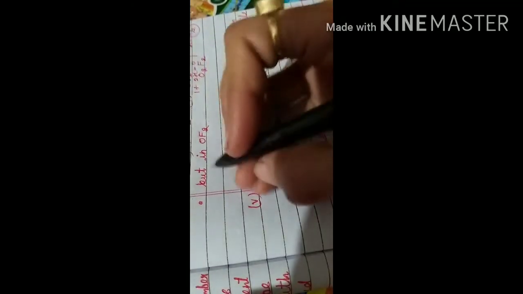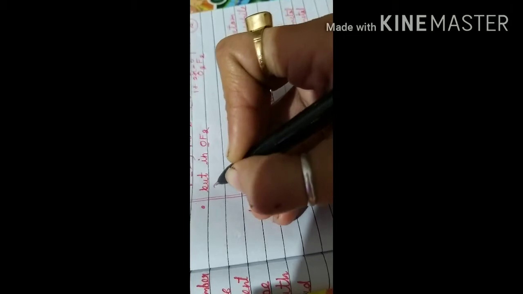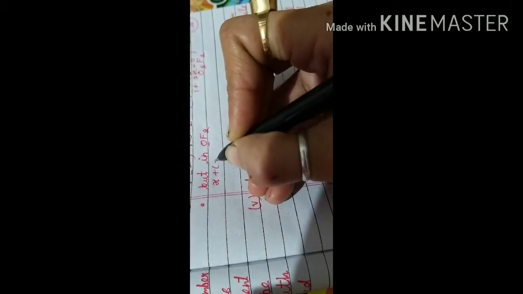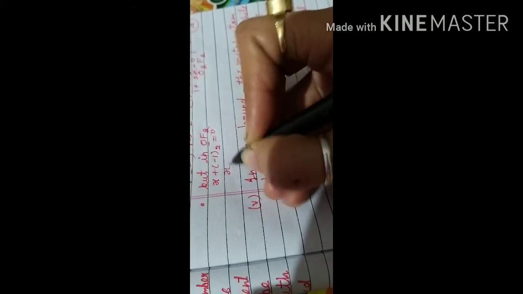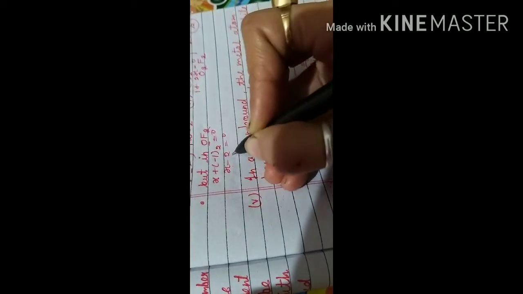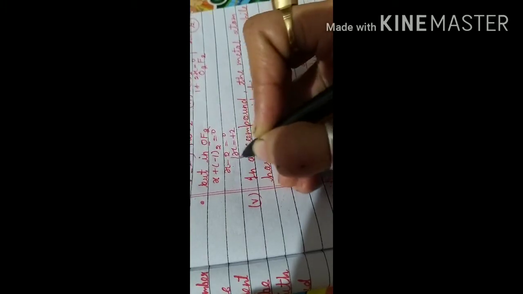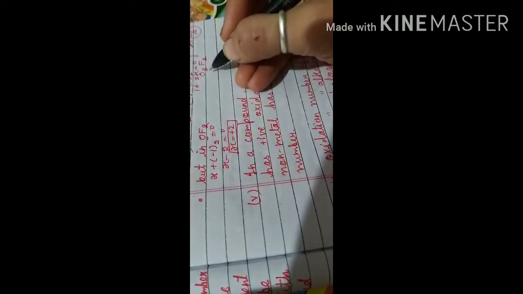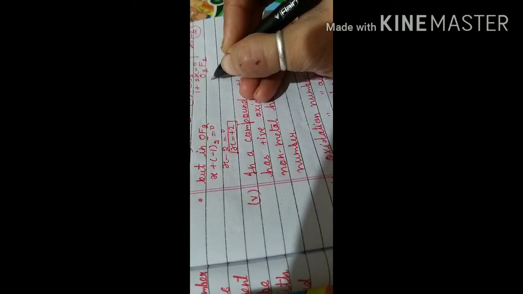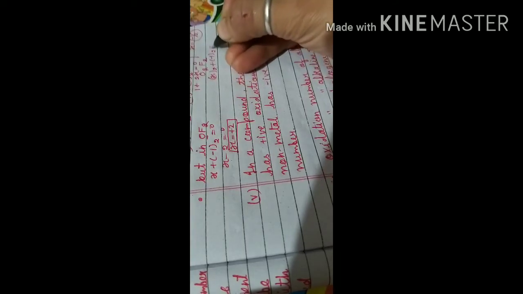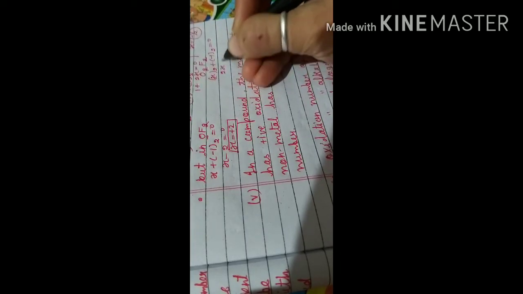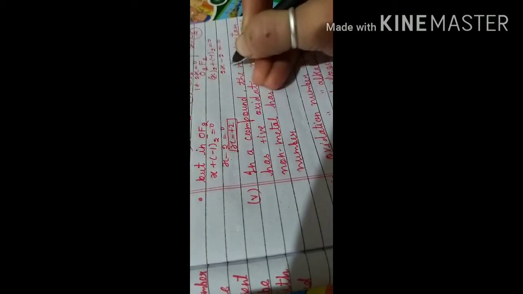But in OF2, what will be the oxidation state of oxygen? We consider oxygen as x. Fluorine is a highly electronegative element, so -1 taken twice, and the sum equals 0. So x - 2 = 0, so here the oxidation state of oxygen is +2. Let's talk about O2F2. Here x taken twice plus -1 taken twice equals 0. So 2x - 2 = 0, so x = 2 divided by 2, and here we get a +1 oxidation state.